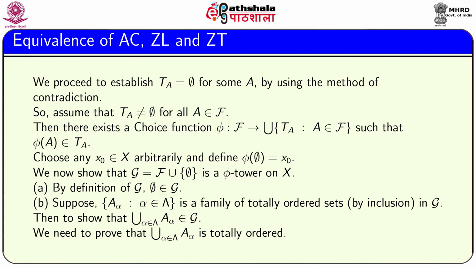We proceed to establish that T A is equal to the empty set for some A by the method of contradiction. So, assume that T A is non-empty for all A belonging to script F. Then there exists a choice function phi from script F to the union of T A, such that phi of A is inside T A. Choose any x 0 belonging to capital X arbitrarily and define phi of the empty set equal to x 0.